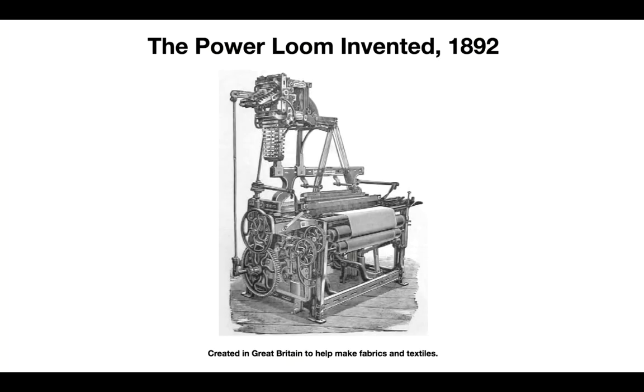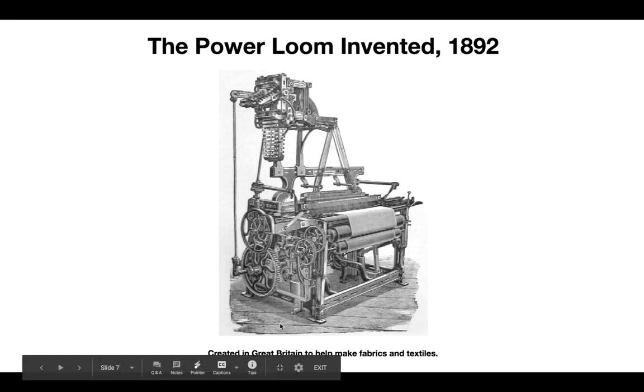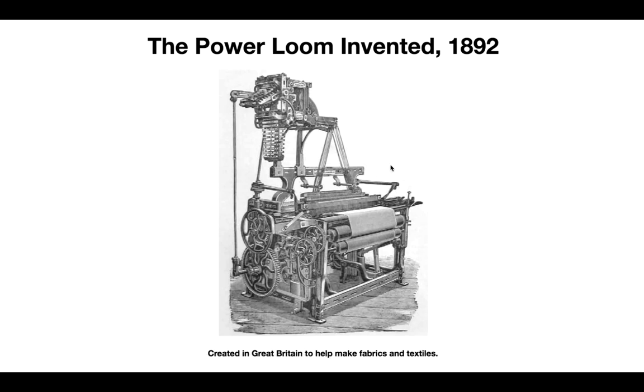So, I'm going to look through the pictures first. All right, I have this thing called the power loom. It's a machine invented in the 1800s, so I'm already thinking, what was going on in the 1800s? It was in Great Britain to help make fabrics and textiles. I'm going to start thinking that this photo was clearly happening during a certain time in a certain place. I think this is about the Industrial Revolution, so I'm going to keep that in mind as I look at the pictures.